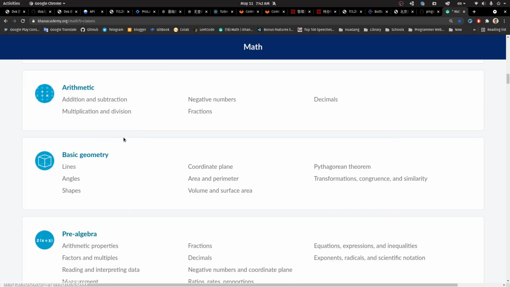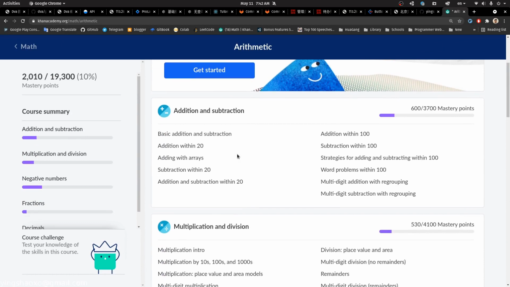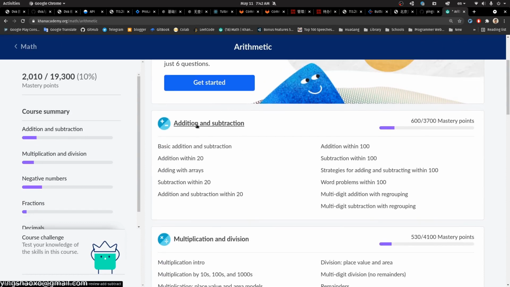Today let's start our first day of learning with mathematics. I shall start from the most basics, and if we can get it right. So let's go from the first one, addition and subtraction.